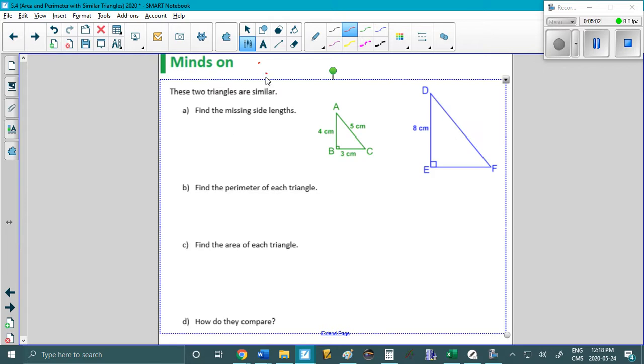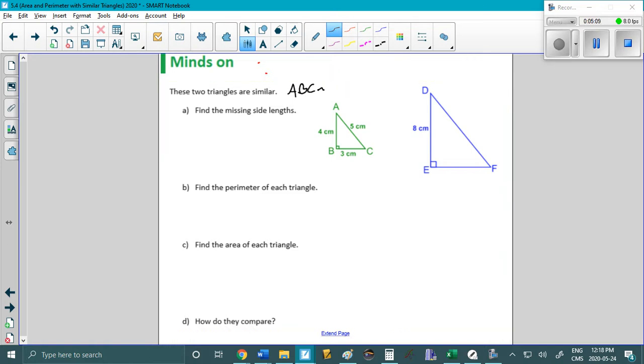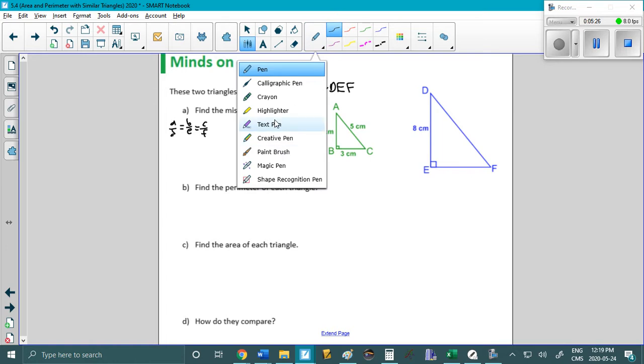Here we go. Find the missing side length. So these two triangles are similar. So we would say that ABC is similar to DEF. Okay? So to find the missing side lengths, we've got A over D equals B over E equals C over F. Now, let me help you with this one because you don't have to do a lot of work here.